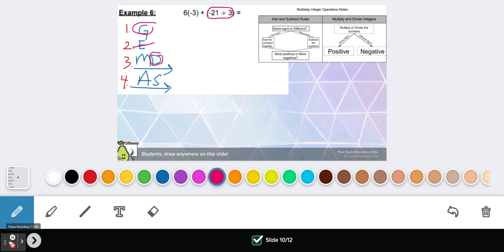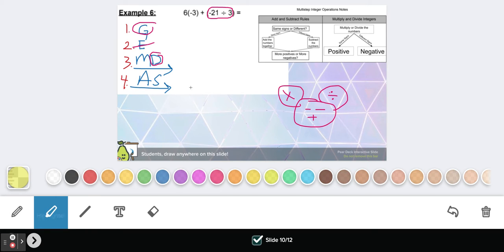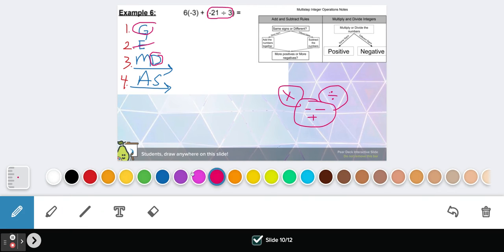So I'm gonna pause the video to draw my Mickey Mouse. All right, so you guys should have drawn your own Mickey Mouse, okay? And I'm gonna use a pencil to cross it out. So now I know I have a negative 21, so I'm gonna cross out a negative. I am dividing, so I'm gonna cross out a division. And I have a positive 3, so I'm gonna cross out the positive, okay? So in the face, I have a negative, so this should be a negative, okay?